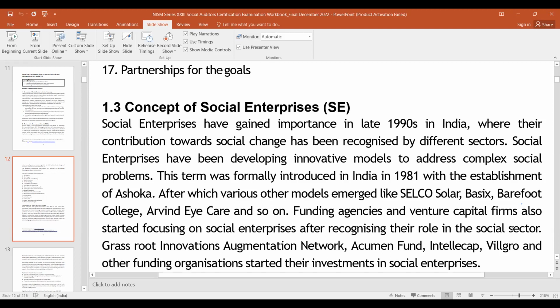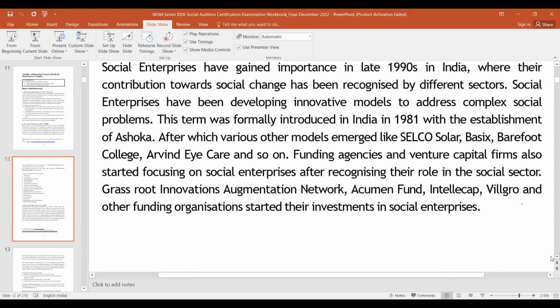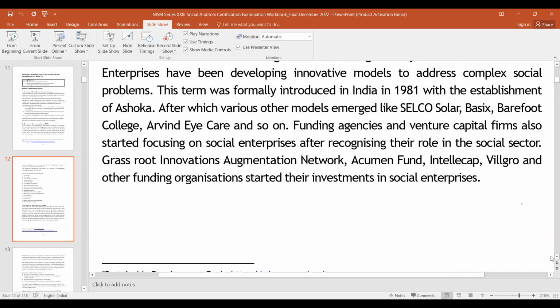Funding agencies and venture capital firms also started focusing on social enterprises after recognizing their role in the social sector. Grassroots Innovations Augmentation Network, Acumen Fund, Intellecap, Villgro, and other funding organizations started their investments in social enterprises. These are the organizations which are funding these social enterprises. So there are two types of enterprises. One are the enterprises involved in social development, like Ashoka, Selco Solar, Basics, Barefoot College, Aravind Eye Care. The others are the funding agencies: Grassroots Innovations Augmentation Network, Acumen Fund, Intellecap, Villgro, and other funding organizations.